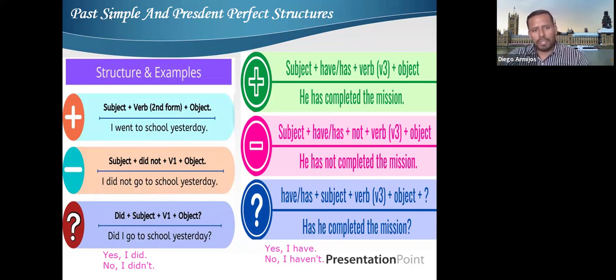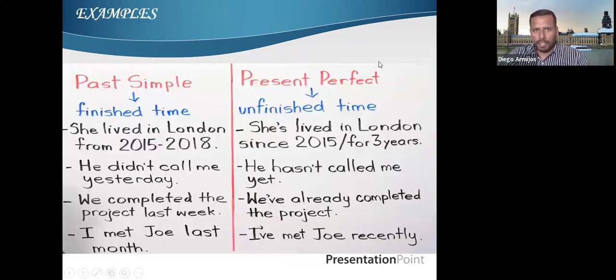Now I'm going to show you some examples. So this is another chart which I consider very, very useful for you to have an idea of what's going on with the present perfect and what's going on with the past simple. As I said, this is very important to know. Past simple, finished time, something that finished, all right? And present perfect, it's an unfinished time, all right?